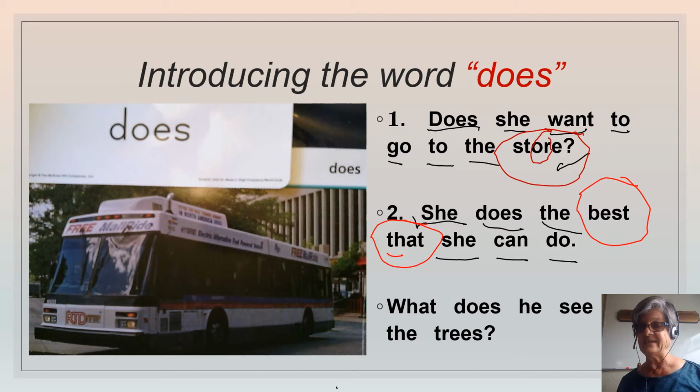Let's read it again and you'll find out that it does. Point to the word she, please, and let's read. She does the best that she can do. There you go. Now let's look at the sentence underneath, and it begins with the word what.